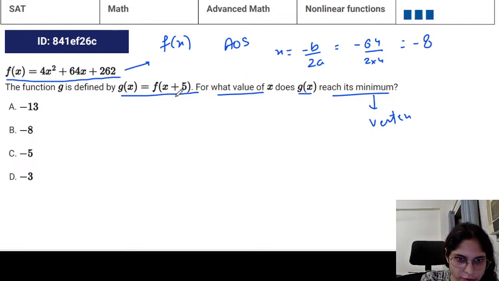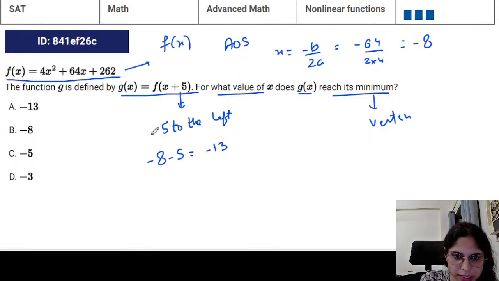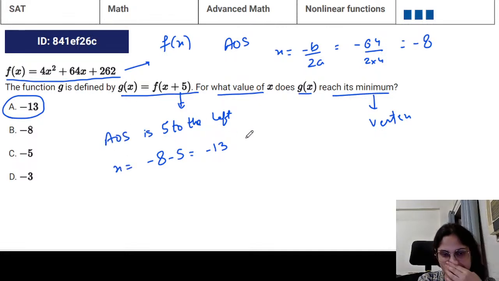Now g of x is f of x plus 5. This means 5 to the left. So you are going 5 to the left, so negative 8 minus 5. So this value will be negative 13. So my answer is negative 13. Every x value is 5 to the left, so even your axis of symmetry is 5 to the left. So if you go 5 to the left from negative 8, you end up at negative 13. So otherwise, now we will just do Desmos.